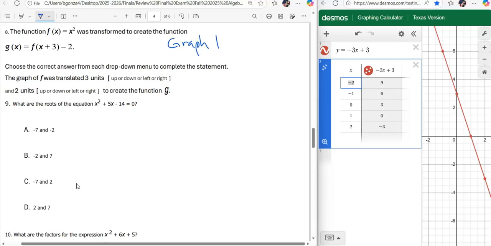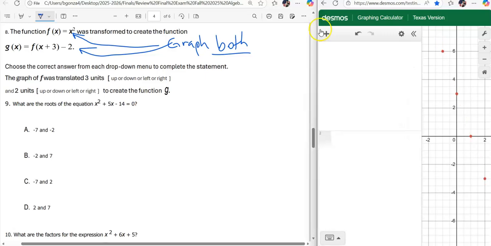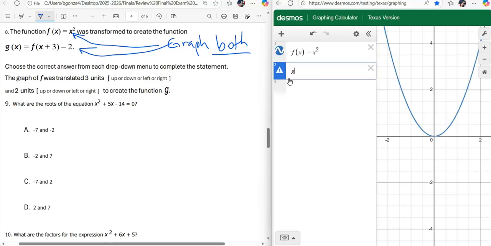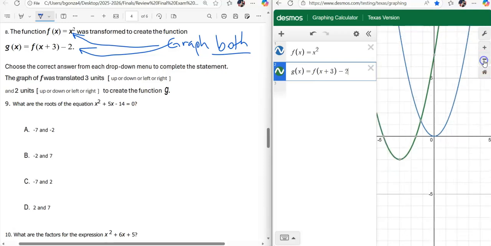Graph both. So you're going to graph this one, and then you're going to graph this one in Desmos. Let's do it. So f of x equals x squared. g of x equals f of x plus 3 minus 2. Now, what are we trying to do here? Trying to see what has happened to go from the blue graph, x squared, to the green graph, g of x. Now, there's clues here with this plus 3 and this minus 2.